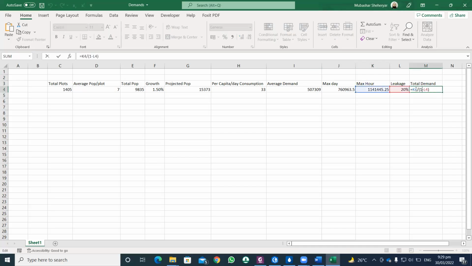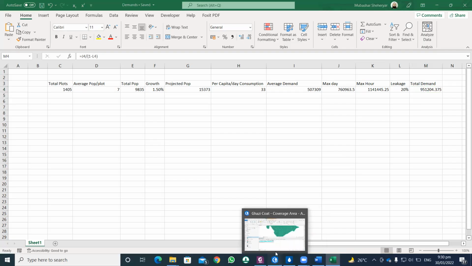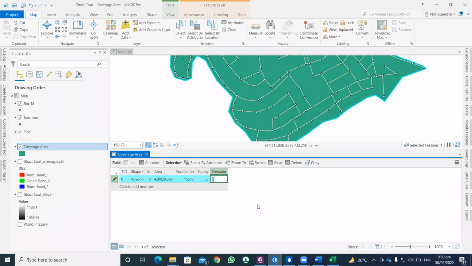So basically, I want to calculate the total demand based on the maximum day. Okay, so the total demand is about 995,205 gallons per day. Okay, let me save it.